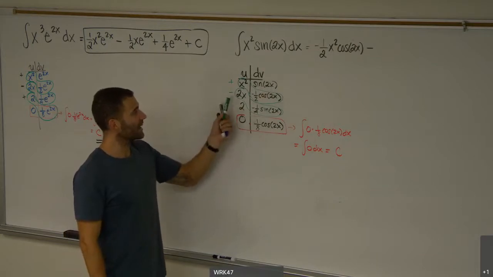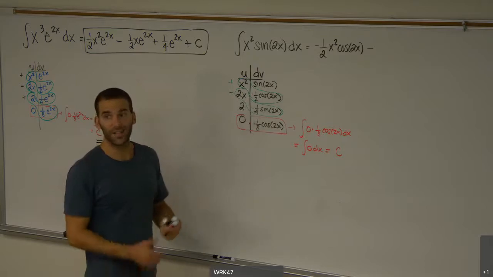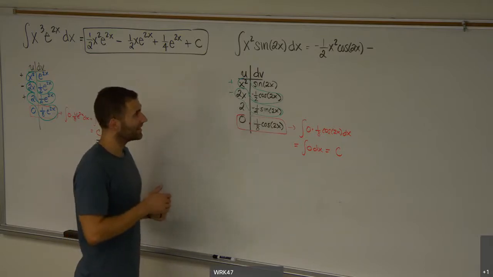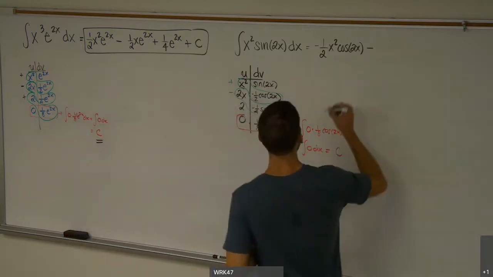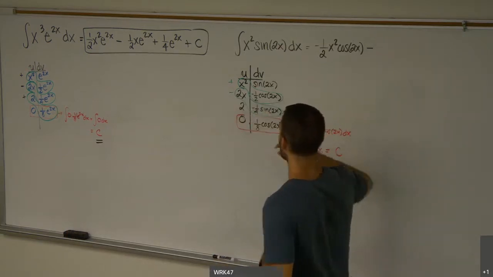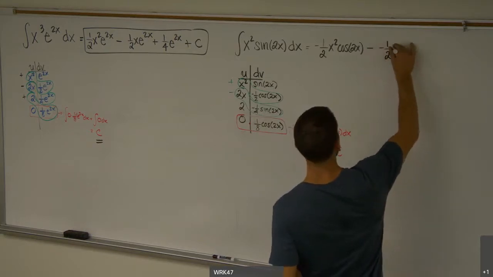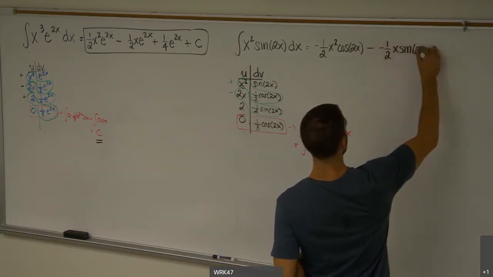Now be careful because it's minus this product, but this product has a negative already. And so now it's actually back to positive. So just be careful with signs. So I'll just write it and then we'll simplify. So minus, and then 2x times negative 1/4. Now 2 and 1/4 simplify to 1/2. So negative 1/2 x sine of 2x.